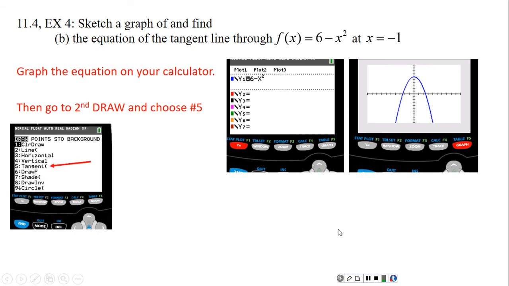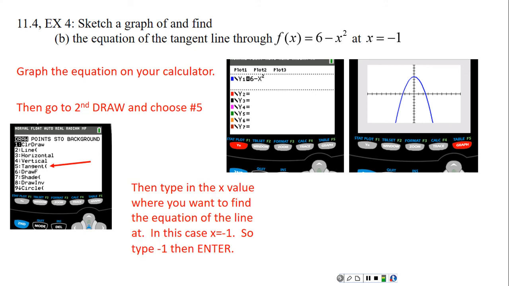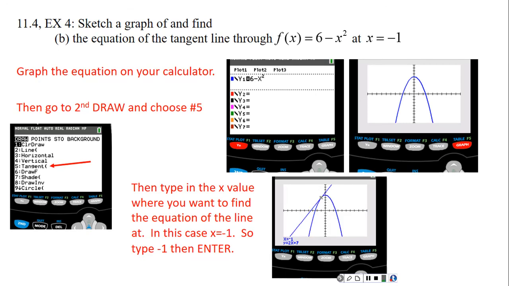That's what it's looking like. Okay. When you hit enter, it'll look like nothing's happened, and that's because nothing has happened. You haven't told it where to draw it yet. So once you hit enter, you have to then type the x value where you want to find the equation of the line. In this case, it's -1. So you want to type -1, enter. And it will draw the line for you. And at the bottom of your screen, it'll tell you the equation.